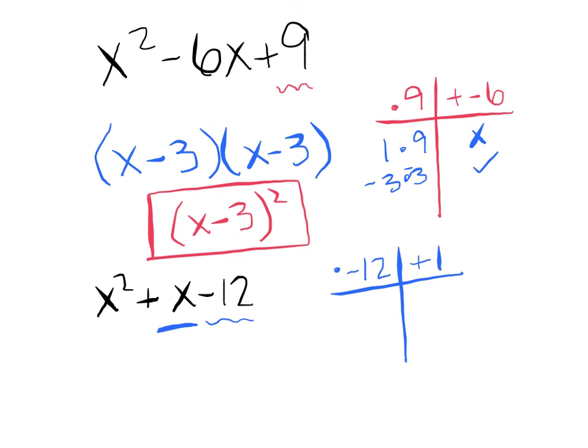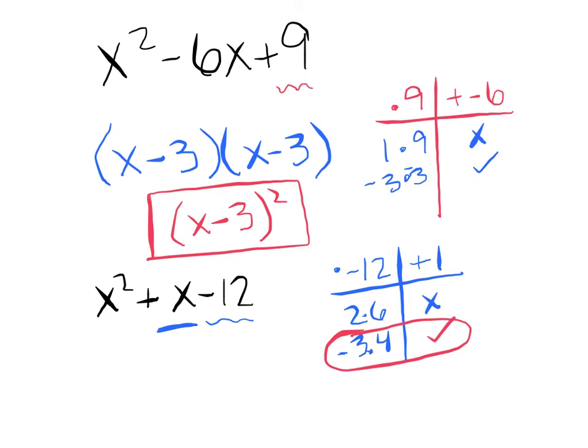Numbers that multiply to be 12, 2 and 6. Is there any way I can arrange a negative sign to get positive 1 left over? Nope. How about 3 and 4? Which one of those would have to be negative to get me a positive 1 left over? It would be the 3. So we have negative 3 and positive 4 as our two solutions.